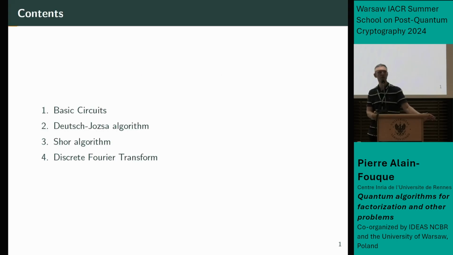During the first part, I will show you some very basic circuits in order to understand maybe more how it works, and I will also show you some examples. I think a lot of examples to know how to work with such algorithms. Then I will move on to one of the first algorithms, which is the Deutsch-Jozsa algorithm, and I will show you how it works and what you can expect from such a quantum algorithm. Then I will describe the Shor algorithm, and at the end I will also show you how you can implement the discrete Fourier transform using quantum circuits.